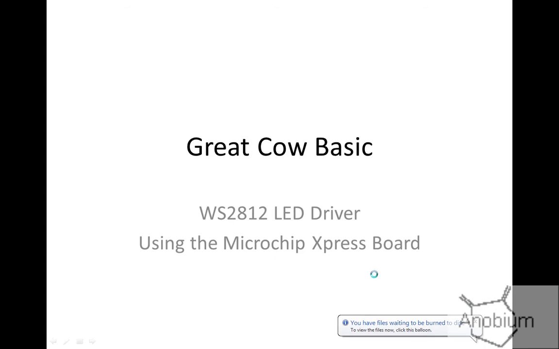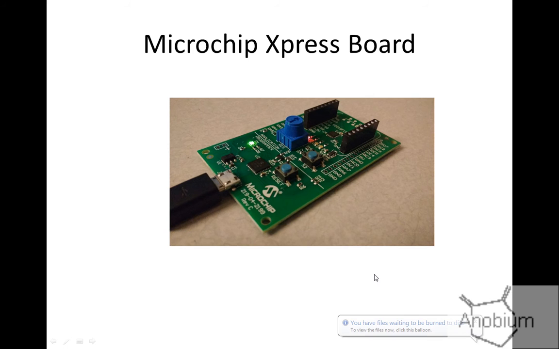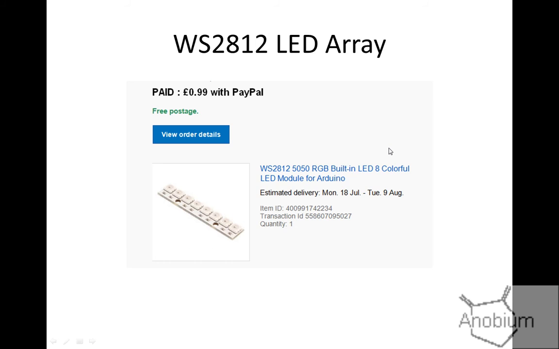So what have I got? I've got the Microchip Xpress board. I've got two earths hooked up and a 5-volt supply. Do not use that for driving more than these 8 LEDs. You need your own power supply. And finally, you have got a signal line, which is on RC7. So what are these things? These are our WS2812s. This cost me £1, minus a penny.